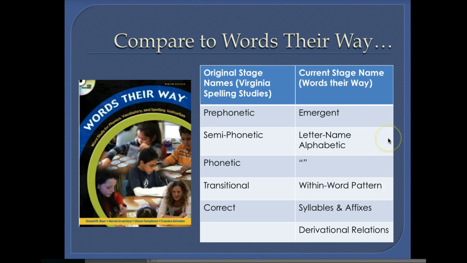My intervention group right now, my first group is letter name alphabetic, but they are in the early letter name alphabetic, where we are focusing on briefly reviewing short vowels, but also mostly discussing, I think it was blends. And then I have my other group who are in the late letter name alphabetic, and we are studying digraphs, blends, and long vowels.